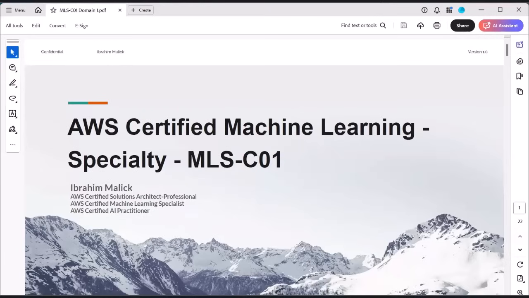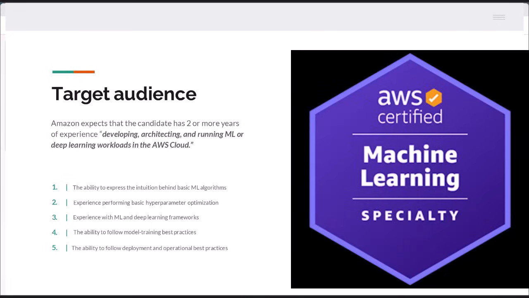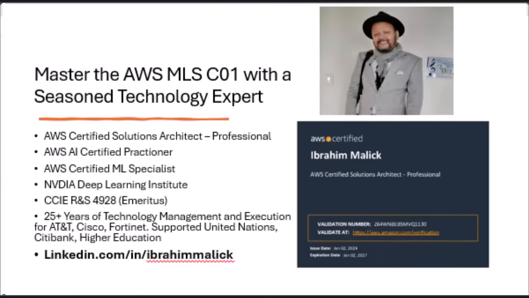This course will equip you with the knowledge and hands-on experience needed to not only ace the exam, but implement real-world machine learning solutions in AWS. Whether you're a data scientist, a developer, or a solutions architect, this certification will validate your expertise in building, training, and deploying machine learning models using AWS services.